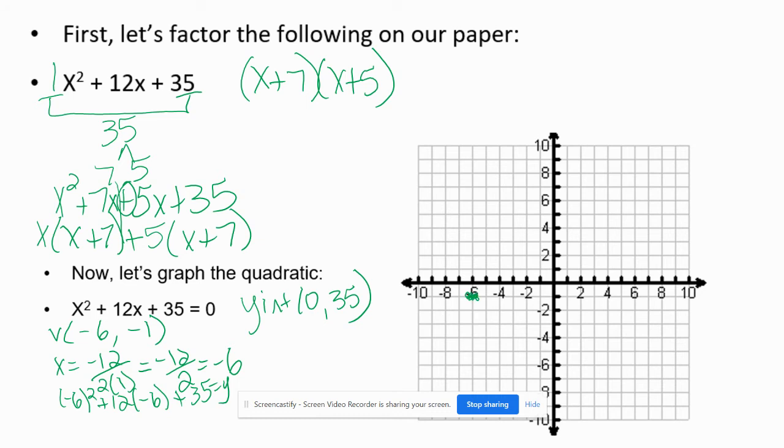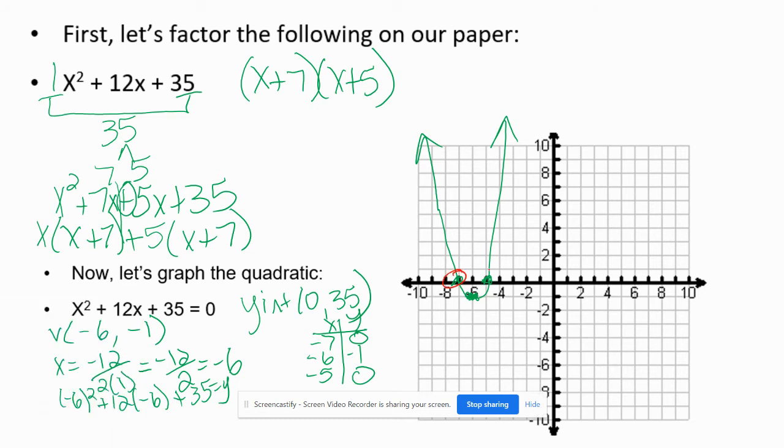So I'm going to go ahead and put this right here. I really don't want to use that 0, 35. So instead, with my negative 6, negative 1 in the middle, I'm going to pick -7 and -5 to plug in for my x's. If I plug in -7, we have -7 squared plus 12 times -7 plus 35 in our calculators. We end up with 0. And then that -5 would also have to be a 0. So there are those 2 points, and here's our graph.